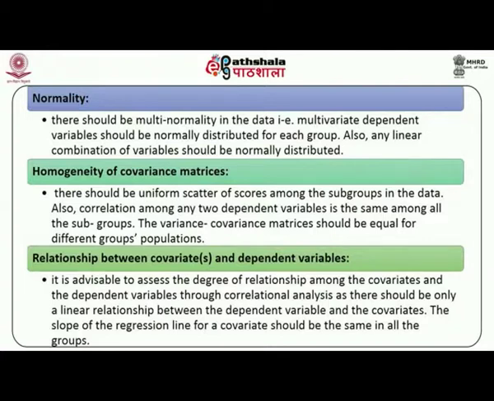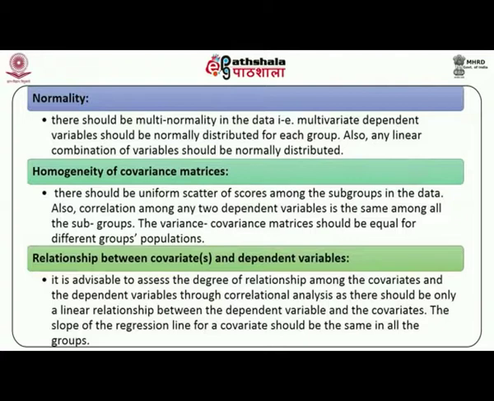Homogeneity of covariance matrices. There should be uniform scatter of scores among the subgroups in the data. Also, correlation among any 2 dependent variables is the same among all the subgroups. The variance covariance matrices should be equal for different groups of the populations.